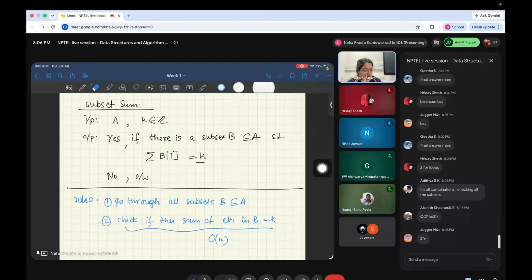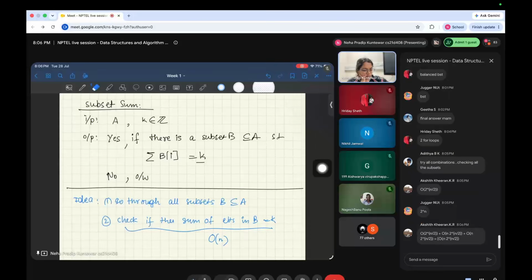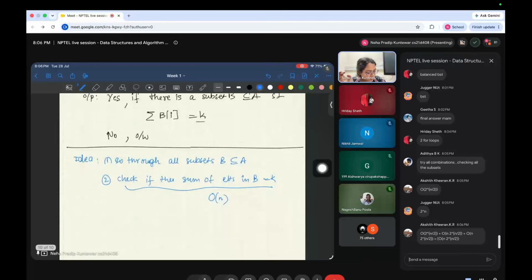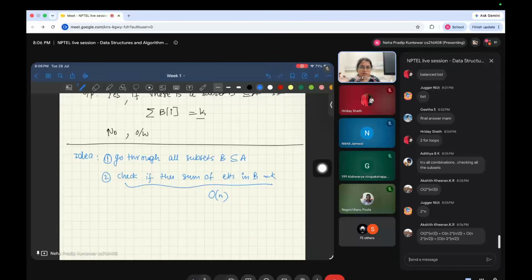But how many times do you need to do this? So what is this bound? Okay, so if you go through a brute force idea, then this is 2 power n, because for every element you are deciding whether to choose that element or not. For every element you have two choices, whether to take it or not. So this gives you 2 to the n possible subsets.